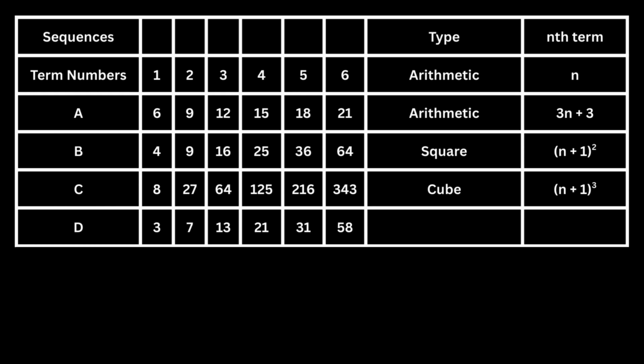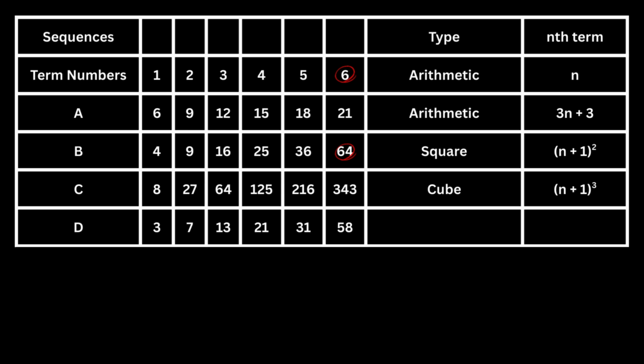Here we have 3 as the first term. Just look in the column. What two numbers when added, subtracted, multiplied, or divided give us 3? Let's test it. If we subtract 1 from 4, we get 3. Now let's verify from other columns. 9 minus 2 equals 7, 16 minus 3 equals 13, 25 minus 4 equals 21, 36 minus 5 is 31. And 64 minus 6 is 58.